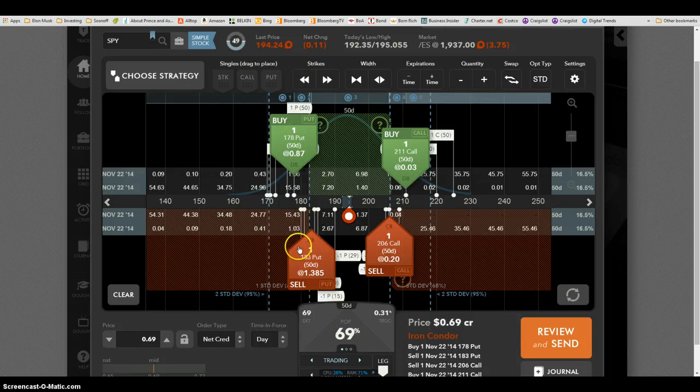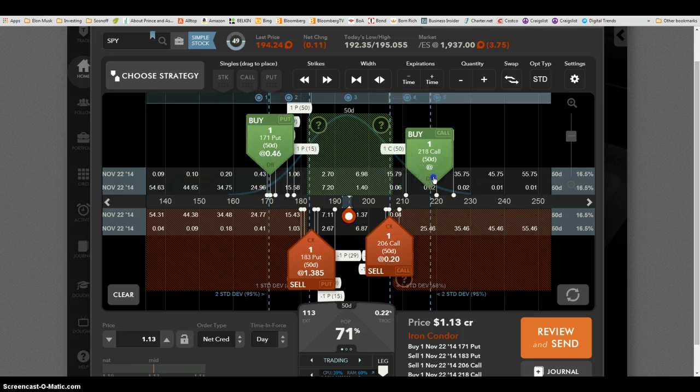So when I say the widths are $5 apart, meaning look, 183 minus 5 is 178. 206 plus 5 is 211. So you want the width from here to here to be five strikes apart. So this is kind of like a mini golden gecko, okay? But a standard golden gecko is when your wings are out to the 2 standard deviation line, okay?